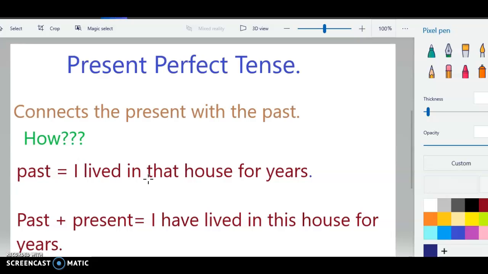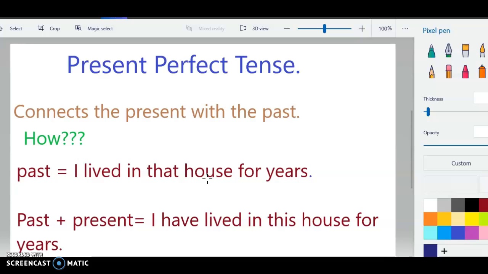So our first example here is showing us something that happened in the past. I lived in that house for years. Now this is in the past tense. This is telling us that I used to live in that house. I no longer live there. I'm not living there today in this present moment. I lived in that house for years. That's over with. That's done. That is in the past.